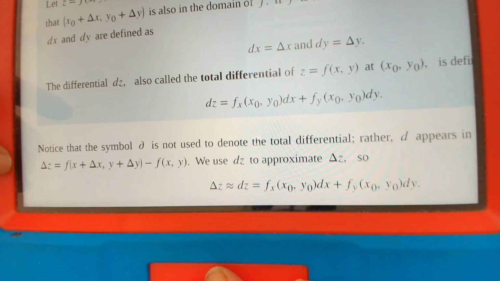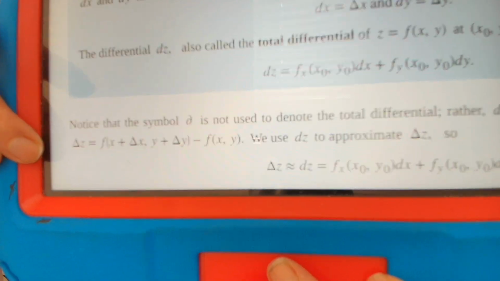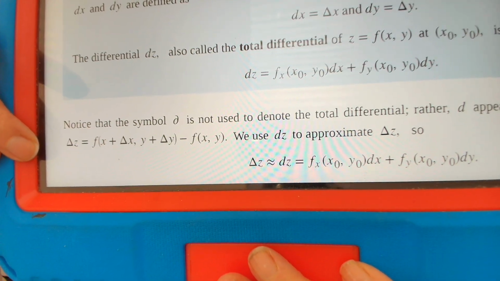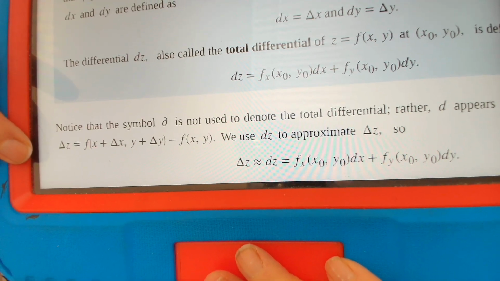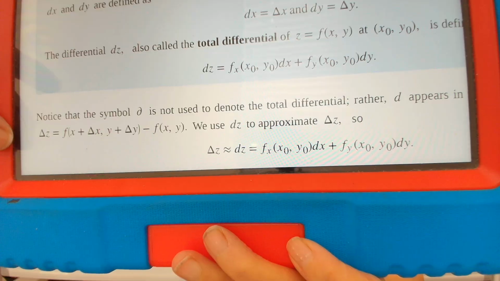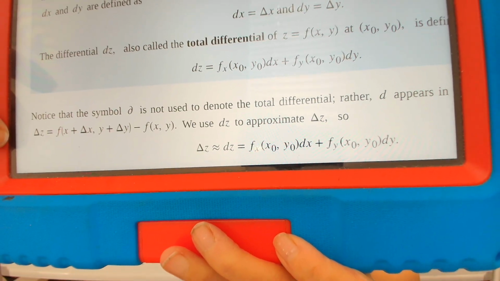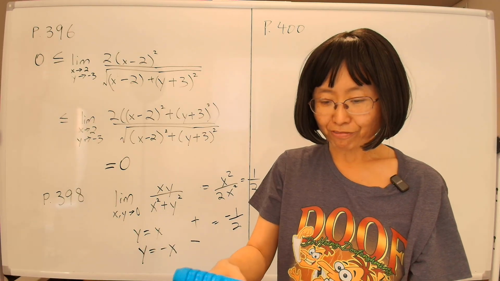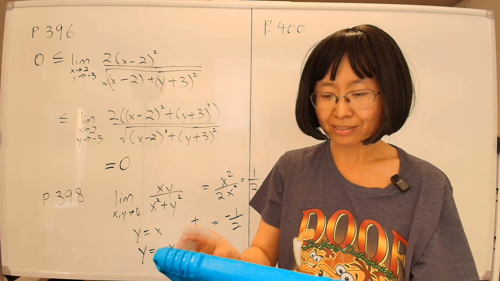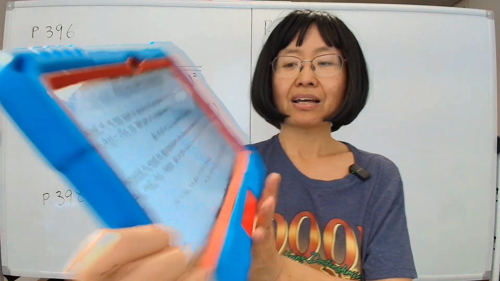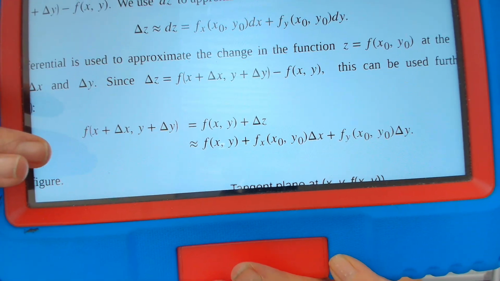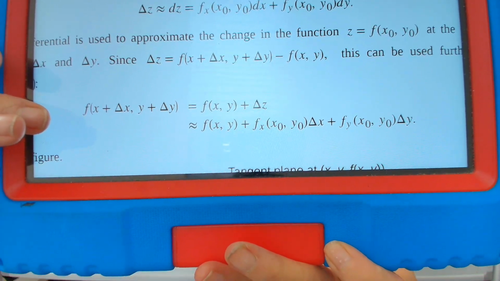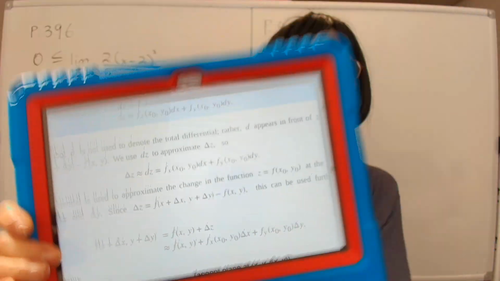Now, remember that delta z is just the actual difference between the function moved by delta and the original value. So as a result, what we're going to do is use delta z to approximate dz, which is that formula that we just looked at. And when you rearrange that formula a little bit, you end up with this: f of x plus delta x, y plus delta y is approximated by f of x, y plus the partial times delta x and the partial times delta y.